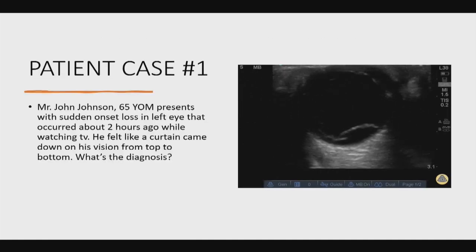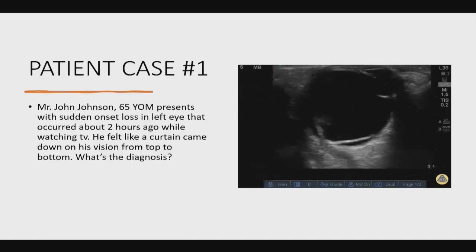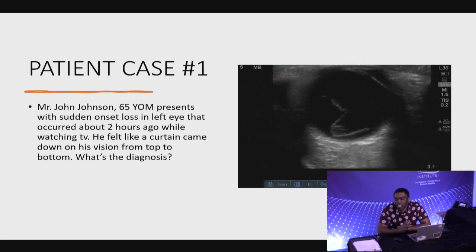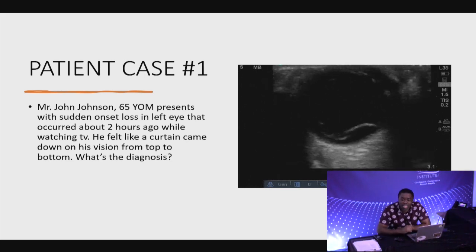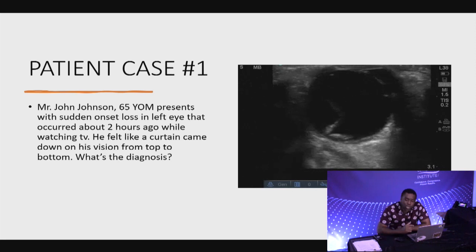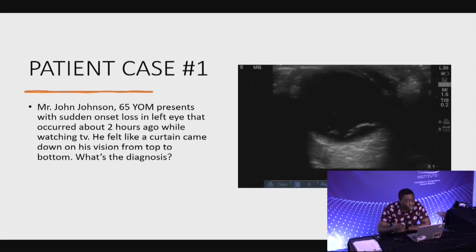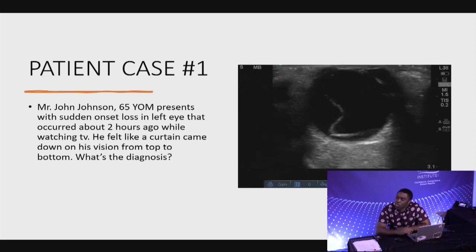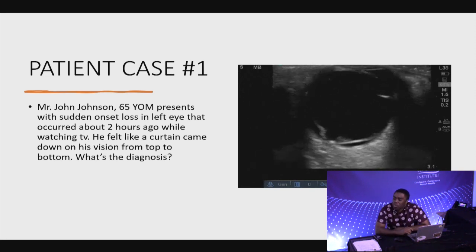So lastly, we're going to start with a couple of cases. So we have Mr. JJ. He comes in. He tells you that he has some sudden onset vision loss that's painless. That happened a couple of hours ago. So he came in. He used a buzzword. I felt like a curtain just dropped over my vision. What do you think is going on after putting the ultrasound on his eyes? What do you see?